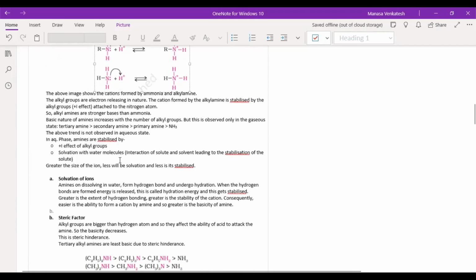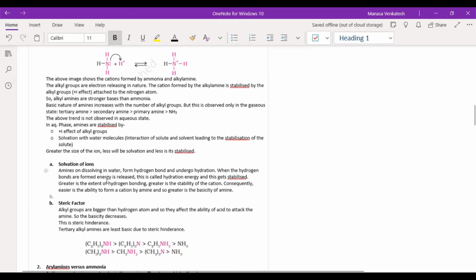So there are two reasons. First is the plus I effect of alkyl. Two things happen when we're talking about basicity. First is the plus I effect. The alkyl groups are electron releasing in nature, and they tend to stabilize the cation which is formed. Not only that, there is something called solvation which is observed. What happens during solvation is that there is an interaction between the amine and the water molecule, and this will lead to stability. The greater the size of the ion, the less the solvation, and to a lesser extent it's stabilized.